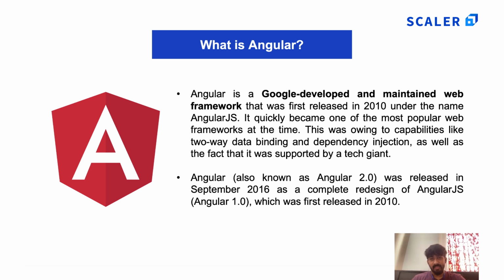So AngularJS is basically Angular 1.0. After 2016, the second version got released, which was called Angular, or Angular 2.0. So this is basically the info about Angular.